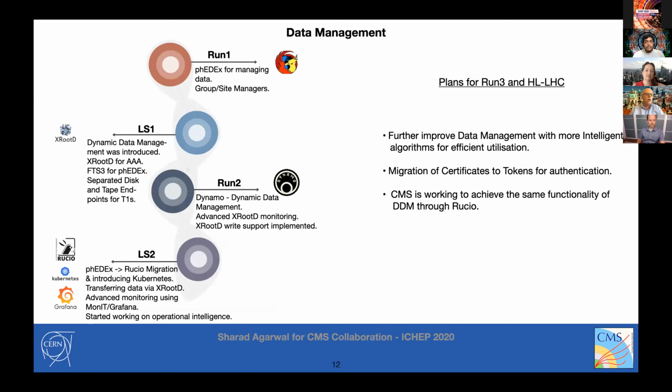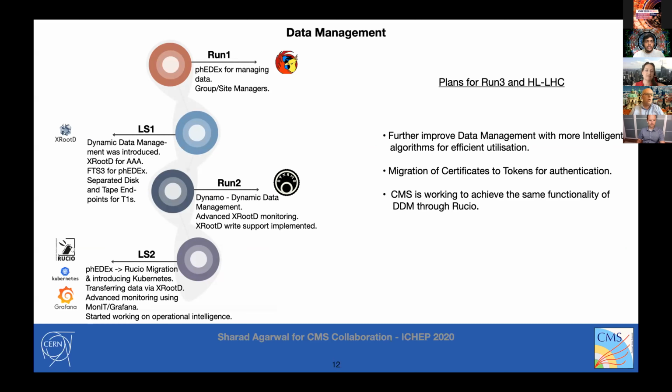The second main important factor of the growth and evolution is data management. During Run 1, we had our own software called PhEDEx, which was developed by CMS, and we used it for managing the data. There were different group and site managers who had to do a lot of manual work during Run 1.